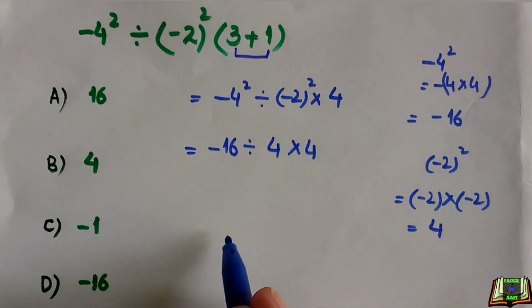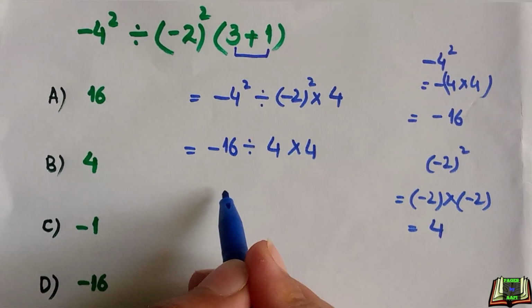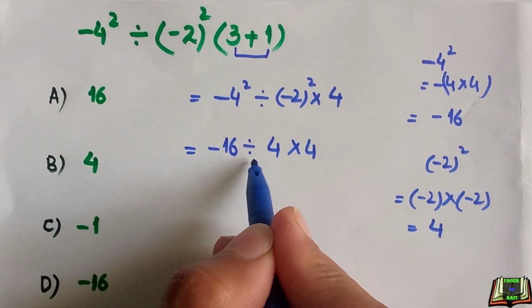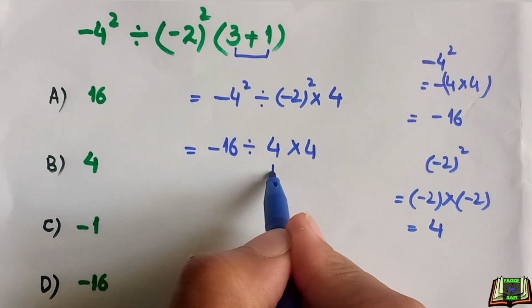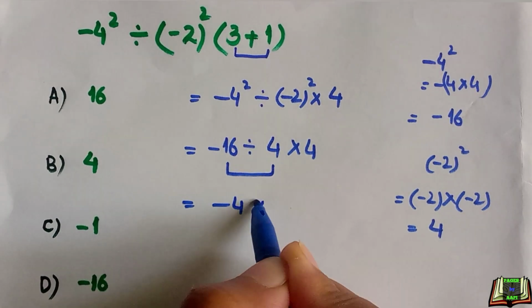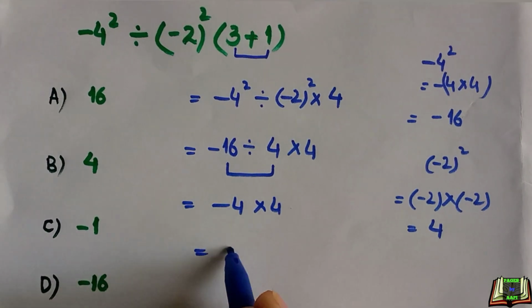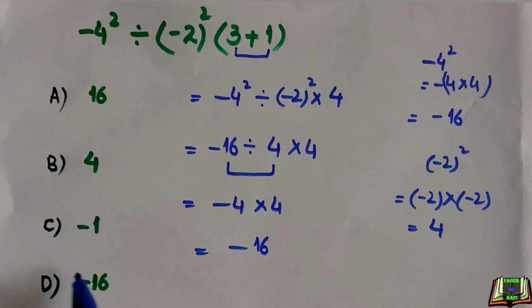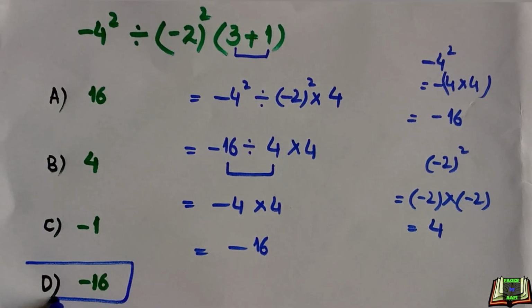If division and multiplication are present at the same time, the precedence goes from left to right. So we are going to solve the division first. Negative 16 divided by 4 is negative 4. Multiply by 4. 4 times 4 is 16. Sign is negative. Option D is the correct answer.